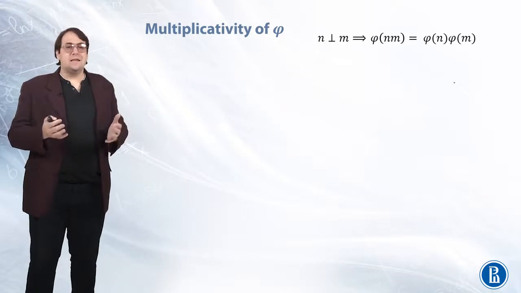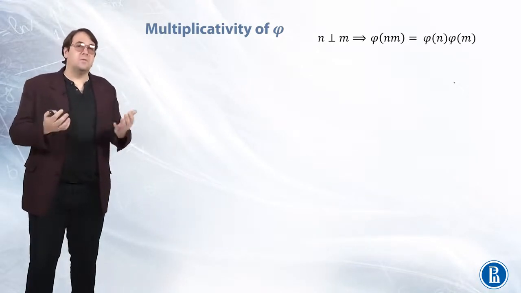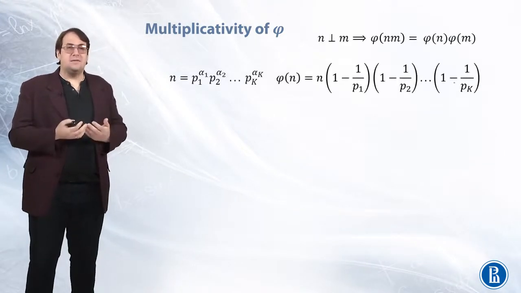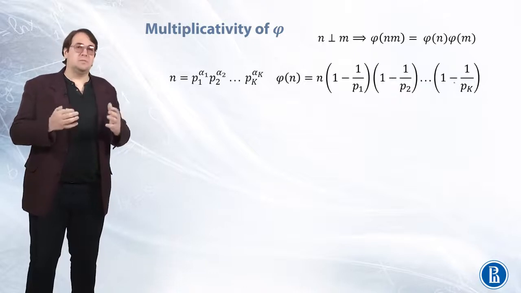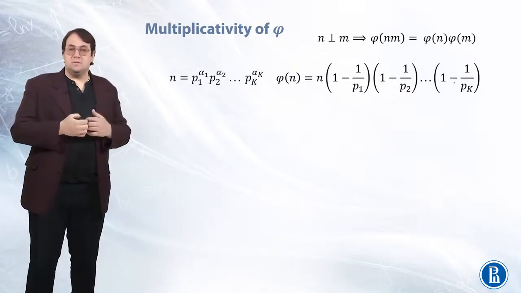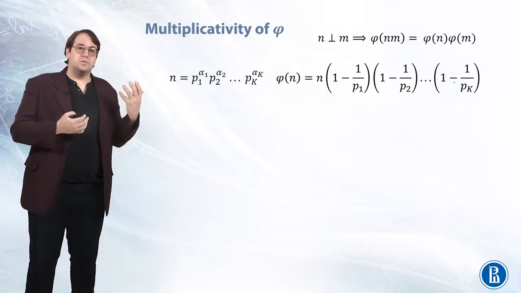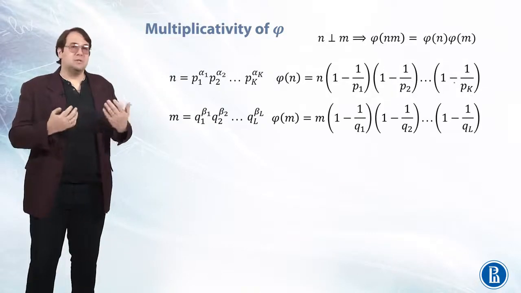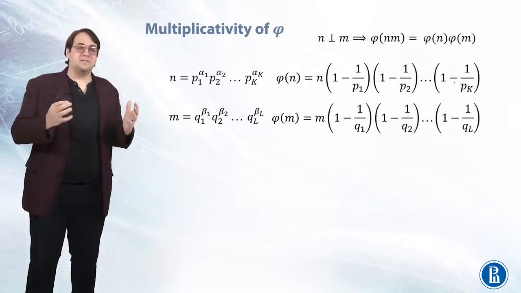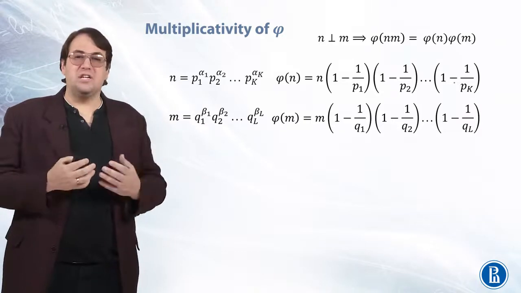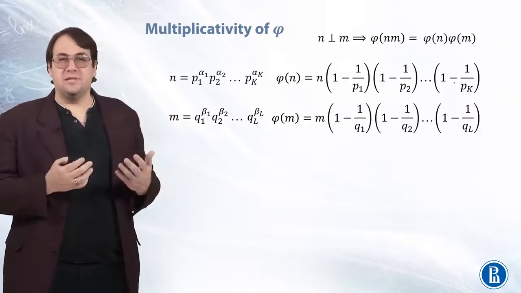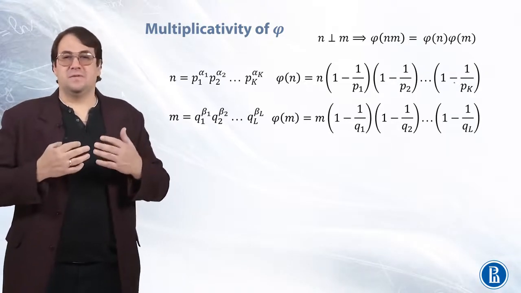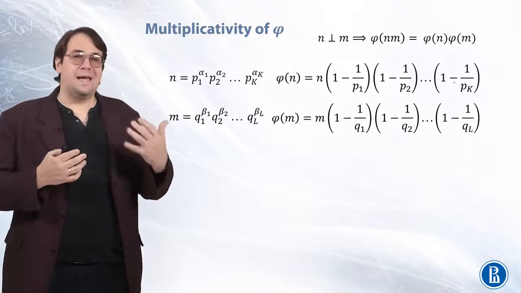So let's see how this follows from the formula for Euler's function. First, take n and decompose it into prime factors and use the formula, write down the formula for phi of n. And then take m and decompose it into prime factors. So we have prime factorizations for n and m, and these prime factorizations allow us to write the formula for phi of n and phi of m.